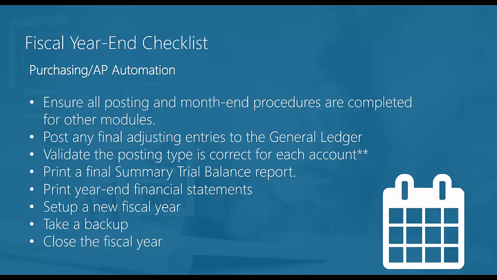So these are some of the steps that you should include when you're closing your fiscal year. First and foremost, ensuring all your subledger transactions are posted and month-end closing procedures such as reconciliations are completed. Any final adjustments or adjusting entries prior to your audit should be posted to the general ledger.